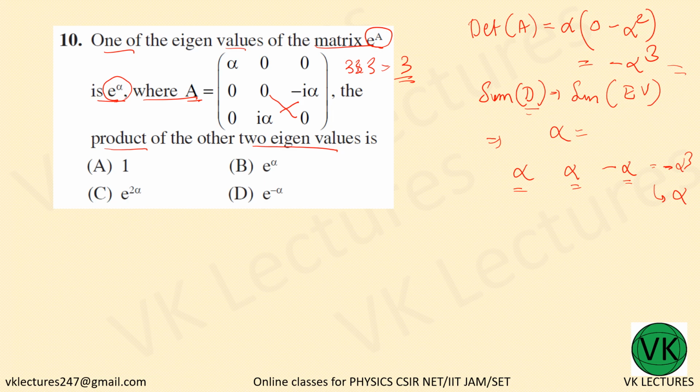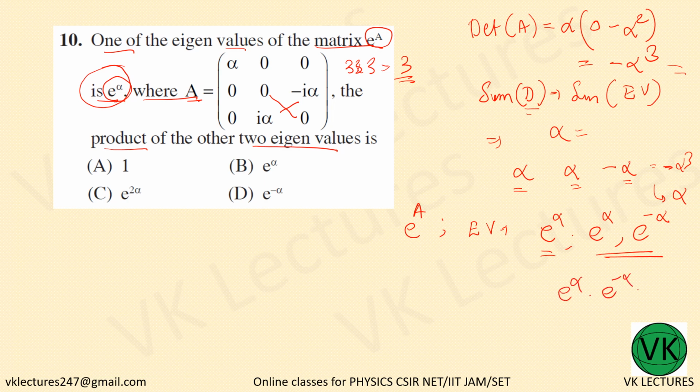e to the power alpha. So e to the power alpha or e to the power A. What are the eigenvalues of e to the power A? It's nothing but e to the power alpha, e to the power alpha and e to the power minus alpha. Now, one is given. One of the eigenvalues is given as e to the power alpha. You are asked to find out the product of these two eigenvalues. So e to the power alpha into e to the power minus alpha, that is nothing but e to the power 0, that is equal to 1.